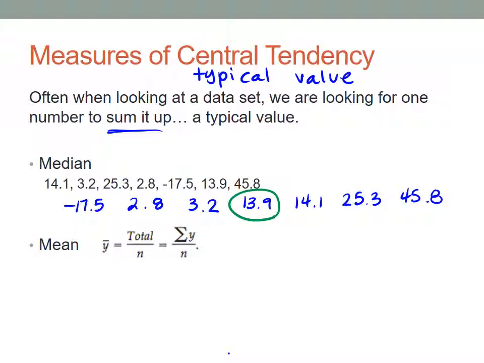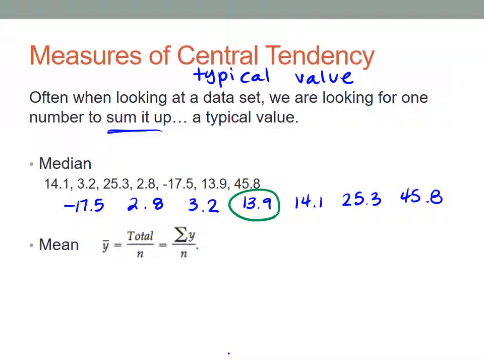Okay, so it splits the distribution in half. So now there's a 50-50 chance of a value being above or below the median. We also sometimes call it, when we talk about quartiles, the second quartile. But 50% of the data lies above and 50% lies below.